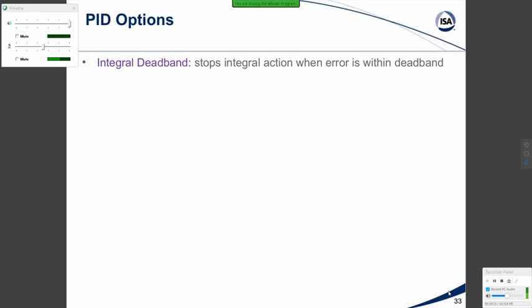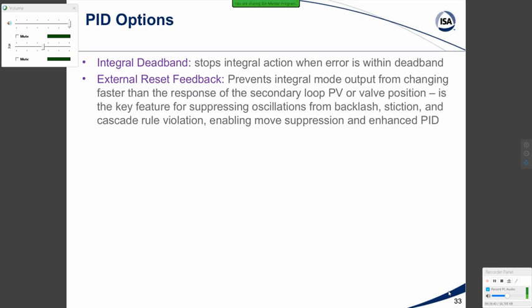We have these types of options in many DCS systems today, and some PLC systems as well. We have integral deadband that stops integral action when the error is within the deadband. We have external reset feedback that prevents the integral mode output from changing faster than the response of the secondary PV or valve position. It's the key feature for suppressing oscillations from backlash, stiction, cascade rule violation, enabling move suppression, and enhanced PID. Basically, it says, if whatever you manipulate is not changing, I'm not going to use my integral action to keep driving it.